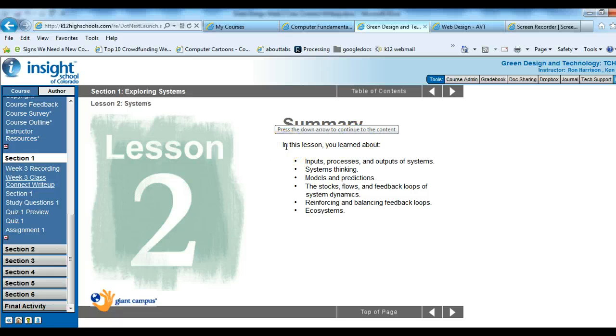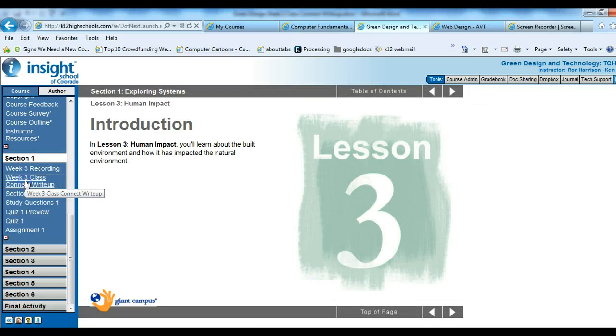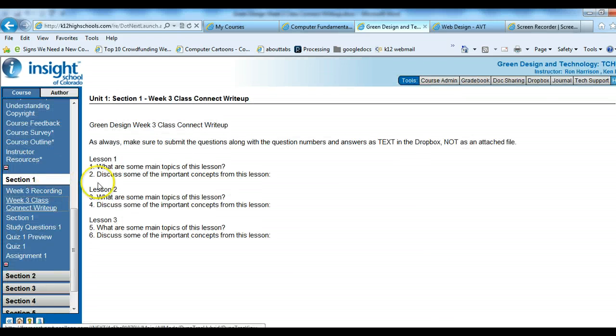In summary, so in this lesson we talked about systems, and we looked at all these different components of a system. So again, for the Class Connect write-up, you are discussing what some of the main topics are and what the important concepts of the lesson are. 2 well-developed paragraphs for each of these.